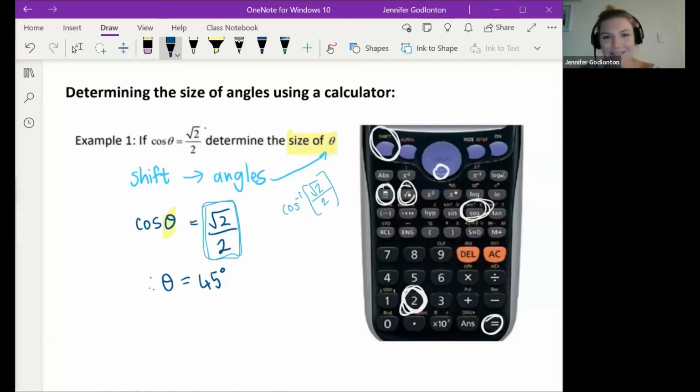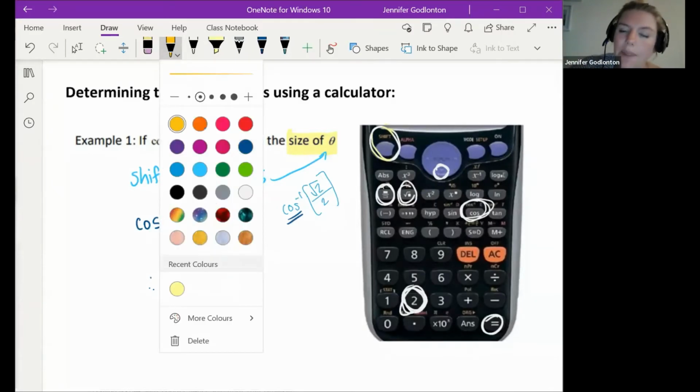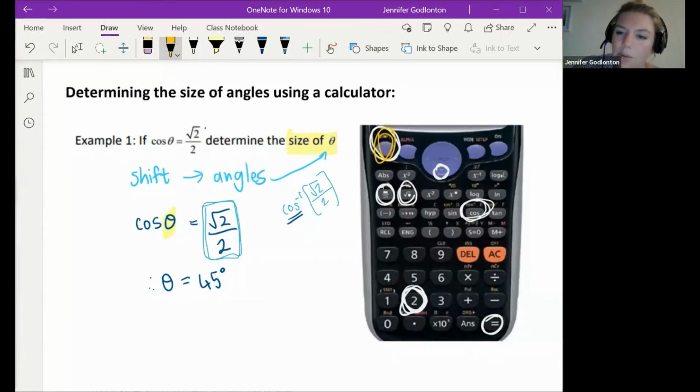Cool. Okay, let's go through the steps one more time. In order to get to this point over here, we first push shift. Let's get a lighter color happening. We first pushed shift, then we pushed cos because it's dealing with cos. Then we put in this fraction over here. So I used my fraction key, I used my root key, I put 2, I used the down arrow, I put 2 again, and then I pushed equals. And I got 45.